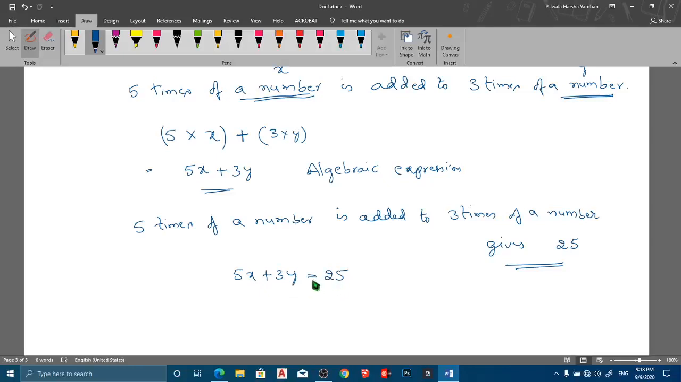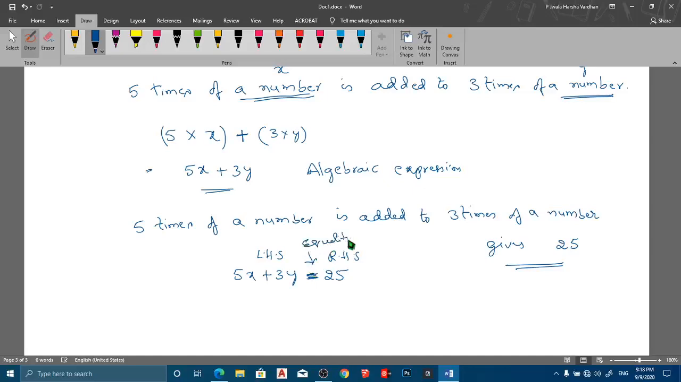Now you can observe what is the difference between these two. These two expressions, the difference is here it is only some expression, only 5x plus 3y. But this 5x plus 3y is equal to 25 is having some equality symbol in between left hand side and right hand side. It is having two parts. First one is called as the left hand side. Second part is called as the right hand side, and the middle one is an equality symbol.